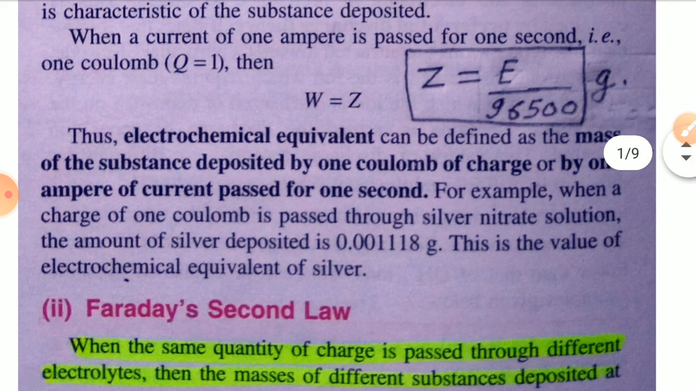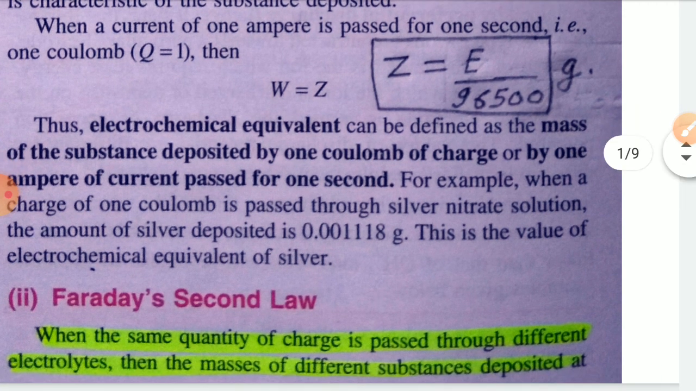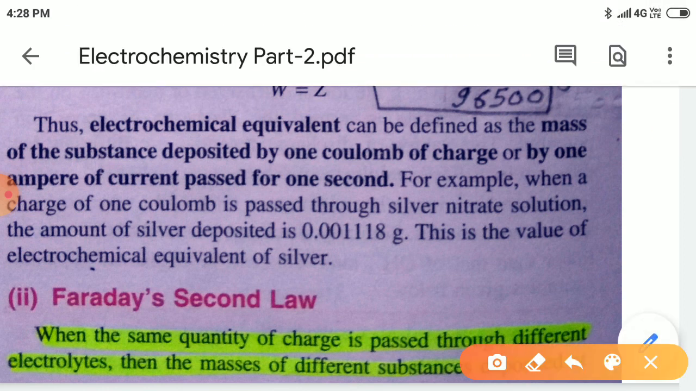Thus, electrochemical equivalent can be defined as the mass of substance deposited by 1 coulomb of charge, or by 1 ampere of current passed for 1 second. For example, when a charge of 1 coulomb is passed through silver nitrate solution, the amount of silver deposited is 0.001118 gram. This is the value of the electrochemical equivalent.